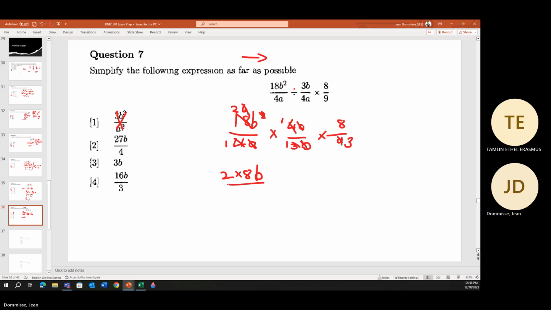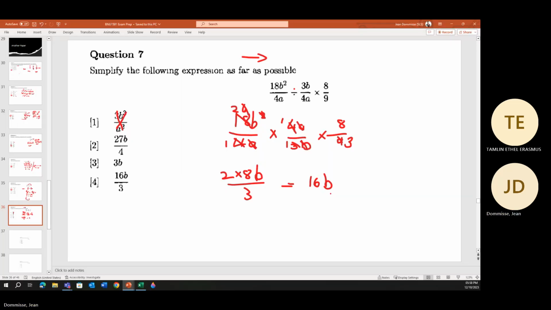So we then sit with 2 times 8b over 3, which is 16b over 3. Okay, and I now wanted to say it goes in there 8 times, but obviously not. Then it would have been 18. So this is our final answer of 16b divided by 3.